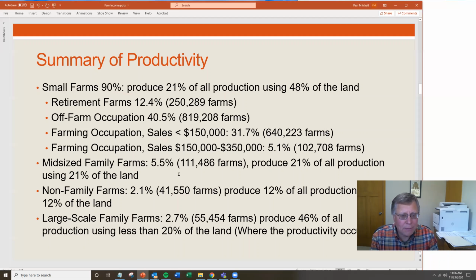But there's a lot of people out there. You can see these categories, these farming occupation farms with the low sales and small, moderate sales. 640,000 people in that $150,000 of gross revenue or less. Another 100,000 in that 150 to 350. And then you have these mid-sized farms also at about 100,000, a little bit over. But you can see they're producing 20% of the production on 20% of the land. And so there's a lot of these farmers on that blue slice that we've been looking at, the small farms. They're not as productive, but there's a lot of them there. And then there's these larger operations, 55,454, that are producing a large chunk of our output.